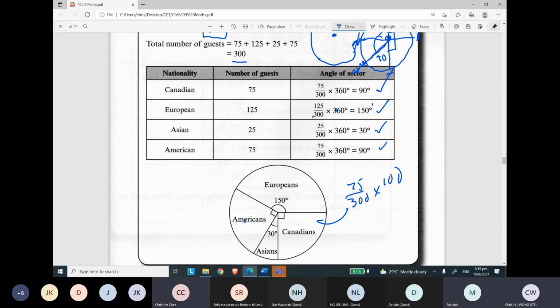So this one, if I ask you, okay, change the percentage. How do you change percentage? You just take this one, 125 divide by 300 times 100. Then you get the percentage already. Then you write it here. So this one is 25%. This one you calculate. Okay, you understand what I'm saying? So you can still convert. You can actually draw first by using 360.